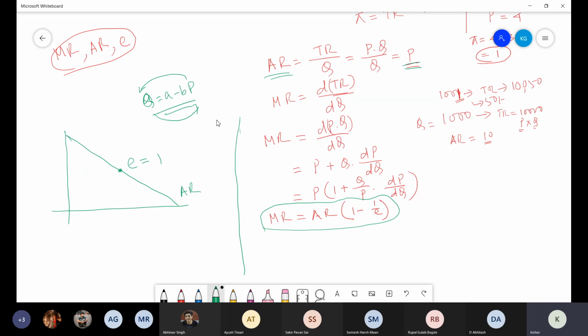Mathematically you can prove that the MR curve, the marginal revenue curve, will always have a slope twice that of the average revenue curve. Okay. Marginal revenue curve will have a slope twice that of the average revenue curve. Because you see here, very easily you can do it.